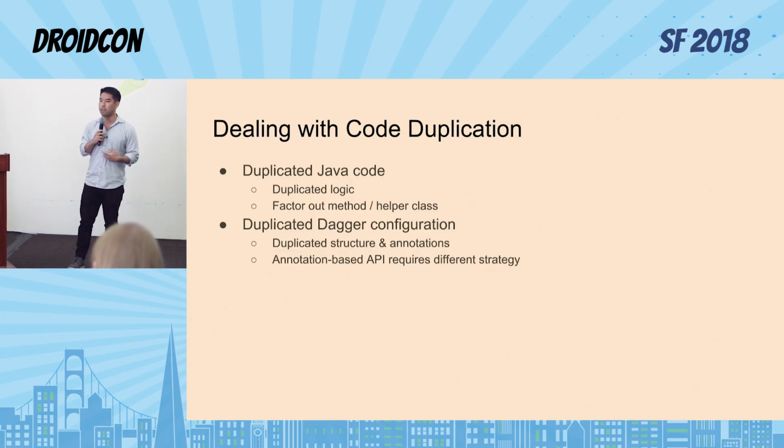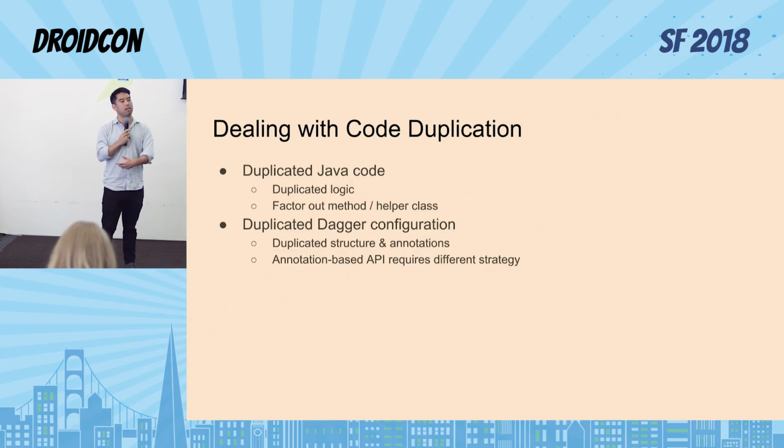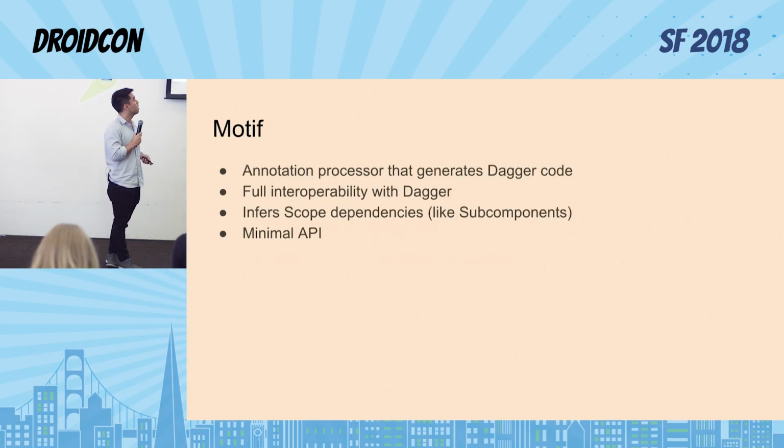But what we're talking about here is a little bit different. You can't factor out this sort of repeated pattern in the same way that you would for just raw Java logic, right? So we needed another strategy, and that's exactly what Motif is.